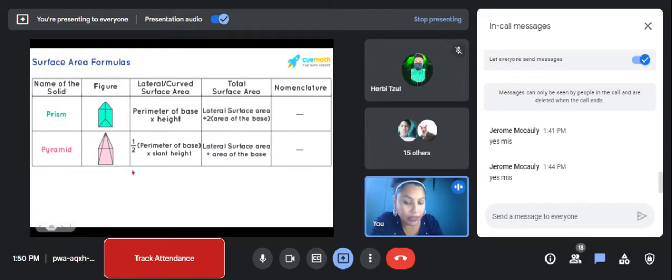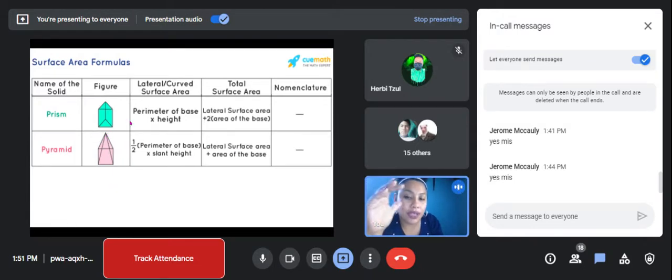So the formula for a pyramid is half times the perimeter of the base times the slant height. Now, slant height and height are very different. Height means straight up. When they're talking about the slant height, they're talking about one of these lines that are slanted from the base moving to the point. That is the slant height, right?